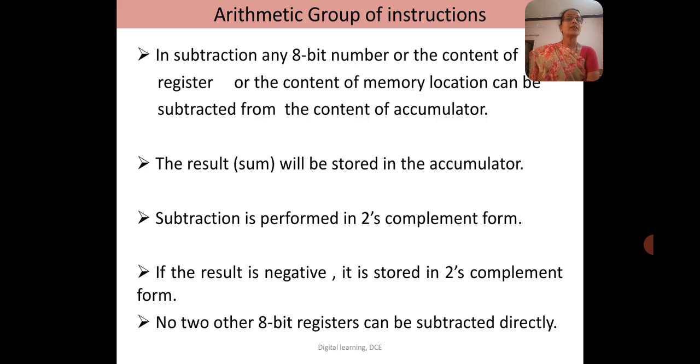In subtraction, any 8-bit number or content of register or the content of memory location can be subtracted from the content of accumulator and the result will be stored in the accumulator itself. That result will be the difference. Subtraction is performed in 2's complemented form and if the result is negative, it is stored in 2's complemented form. Here also no two other 8-bit registers can be subtracted directly.